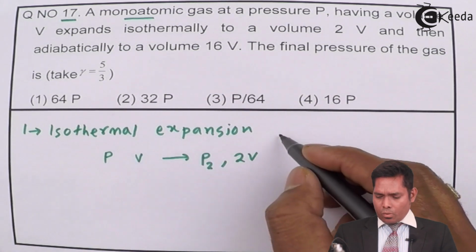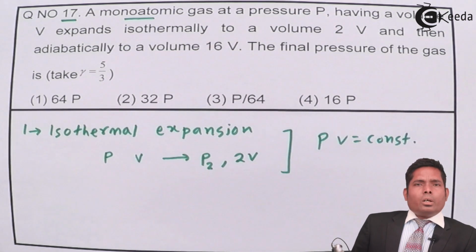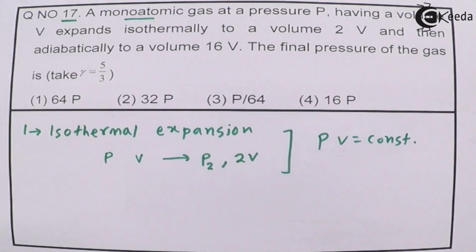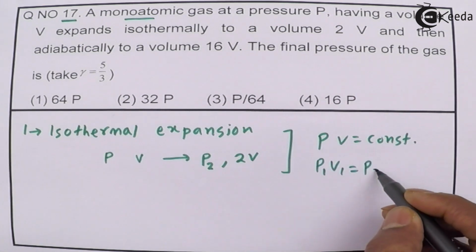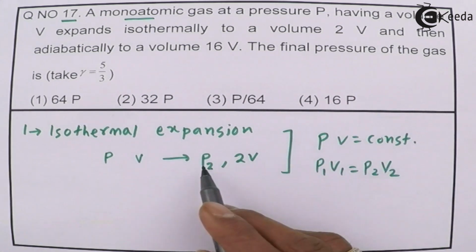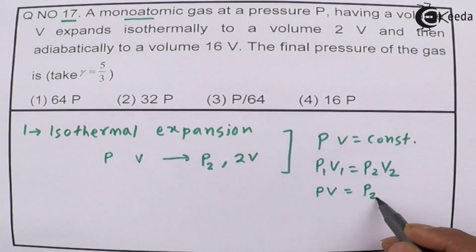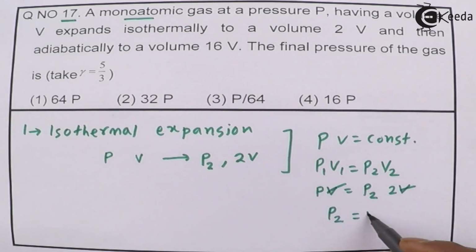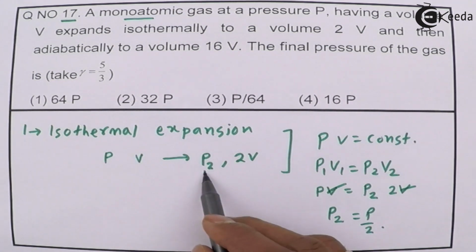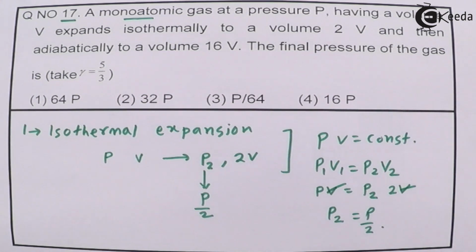Because it's an isothermal process, PV is constant, so P1 V1 is P2 V2. We are interested in P2. P1 V1 is PV, and P2 V2 is P2 times 2V. So V cancels out and P2 is P by 2. The volume is double, so the pressure has to be halved so that PV is constant.